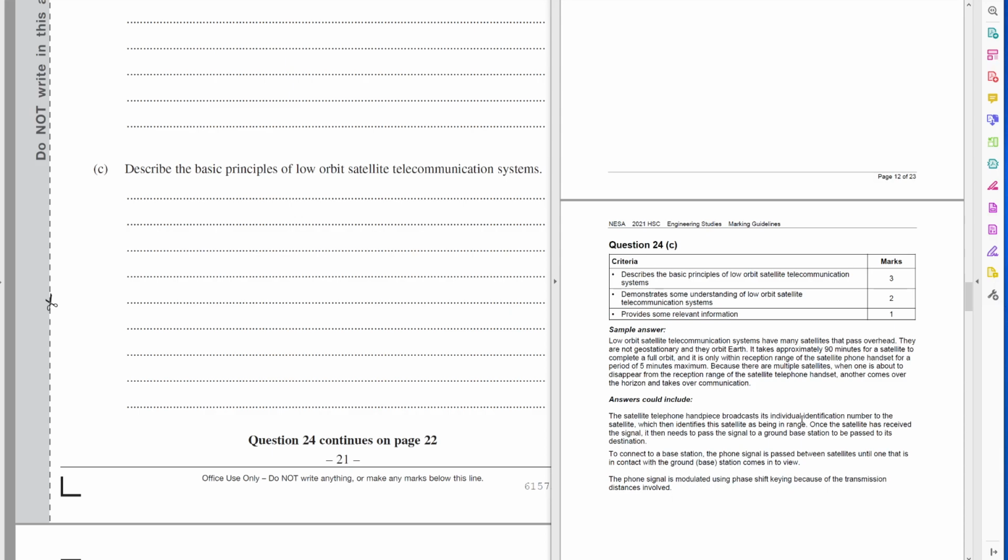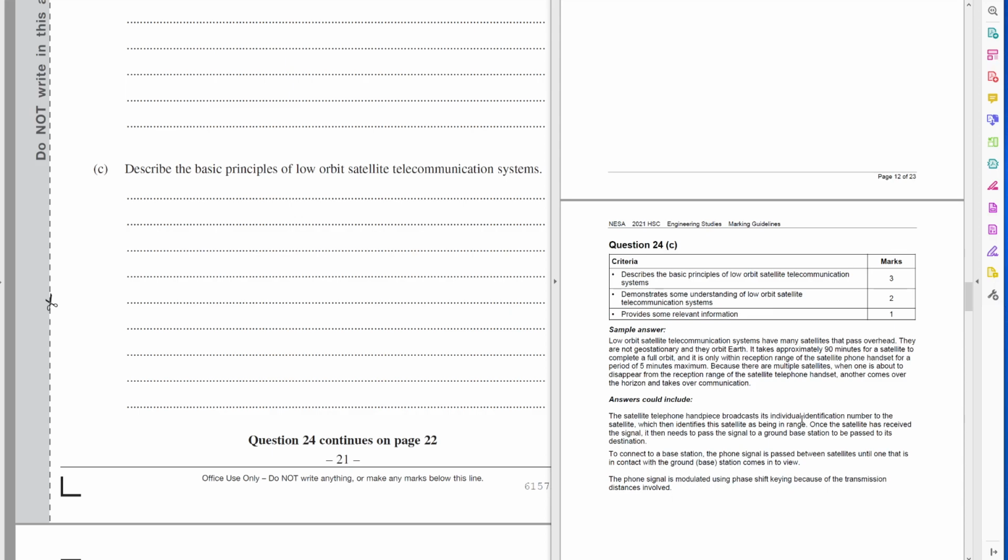Okay, it takes about 90 minutes to pass overhead. They're only there for a period of 5 minutes. I said 15. Because there are multiple satellites, they need to... I didn't say telephone handset, but that's a good answer. Another comes over the horizon, takes over communication. I talked about handover, that's good.